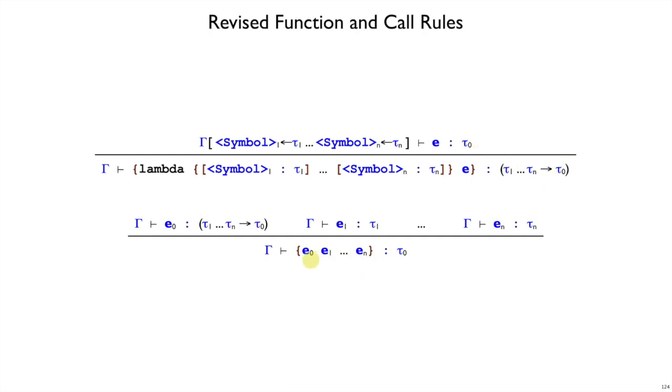And then we also have to generalize application to say we've got a function and n arguments. The function needs an arrow type with n things to the left. Each of the expressions needs a type, and those types need to match up with the things to the left. And in that case, the overall application has the type of the right-hand side of the arrow.